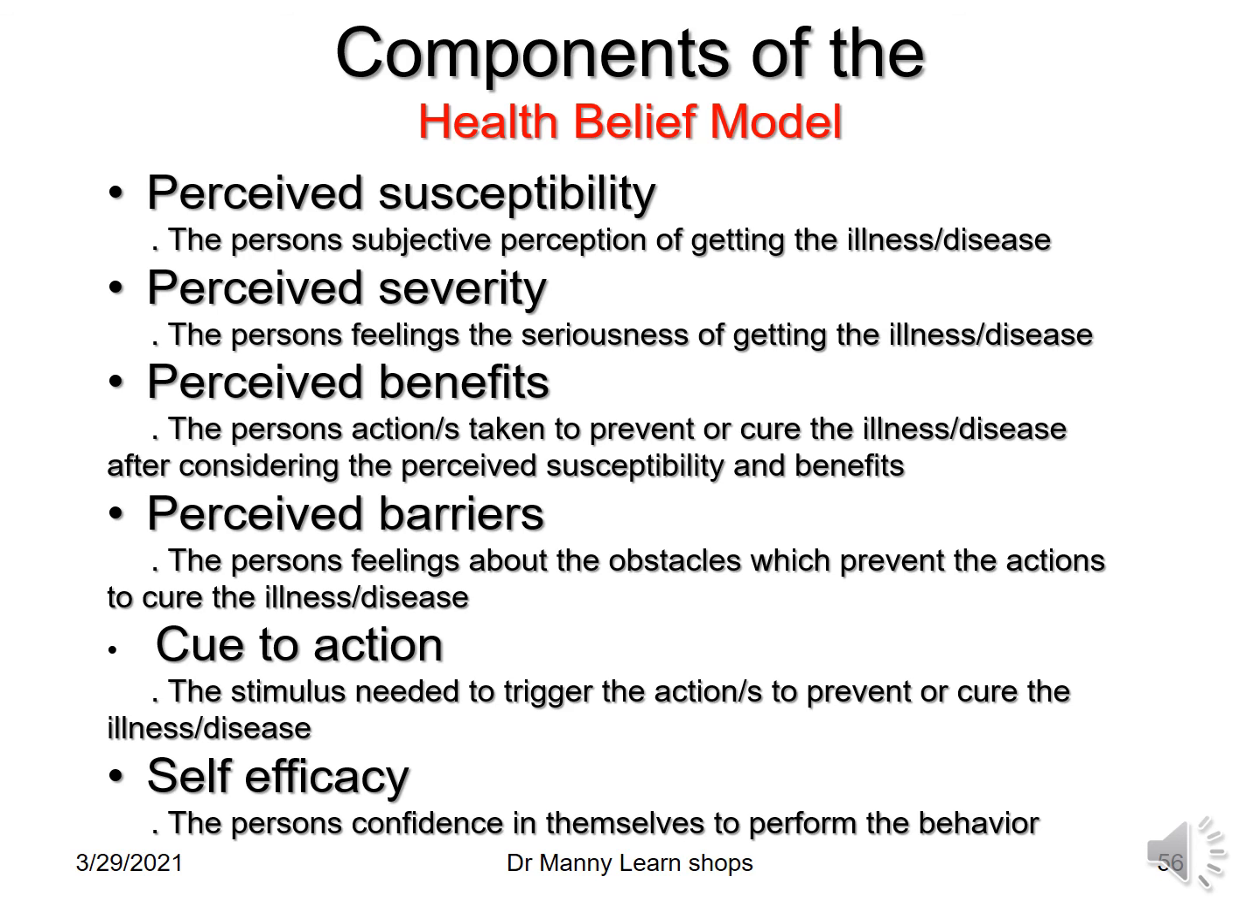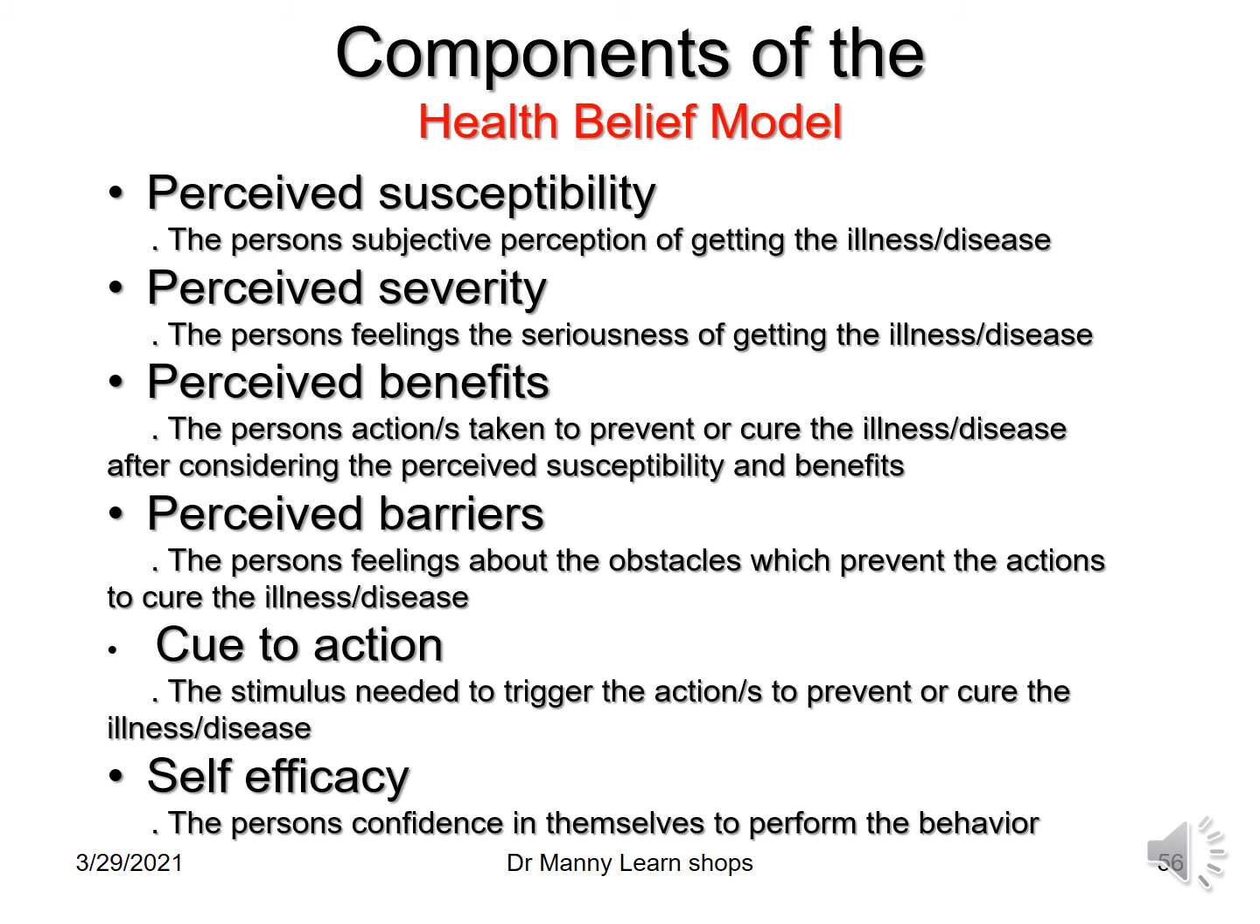So the components of the healthcare belief model are perceived susceptibility. This is the person's subjective perception of getting the illness or disease, what they believe. Then there's perceived severity. This is the person's feelings of how bad the disease actually is. If they don't think it's bad, they may not do anything about it. If they think it's really bad, they may do something about it. Then they've got to think about the perceived benefits. And this is the person's actions taken to prevent or cure the illness or the disease after considering the risks or the benefits.